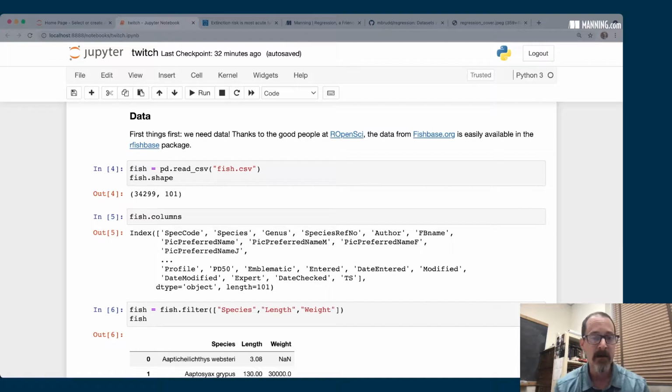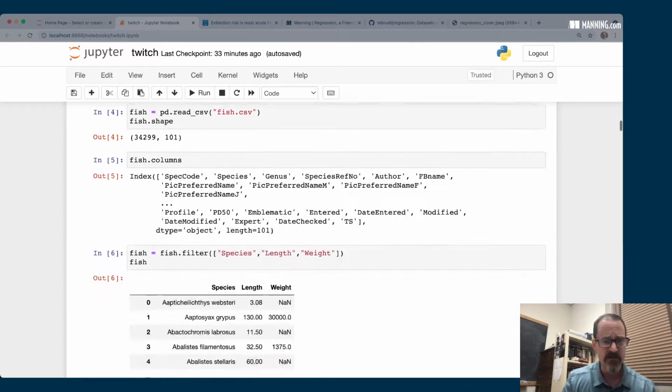If we read it in, you see right there, there are 34,000-some fish and 101 columns. So you've got a bunch of fish, a bunch of variables: species, genus, preferred name, and others I'm not sure about. But all we actually want from this data set are the species, the length, and the weight. These are going to give us the characteristic lengths and weights of the fish. The lengths are in centimeters, weights are in grams.